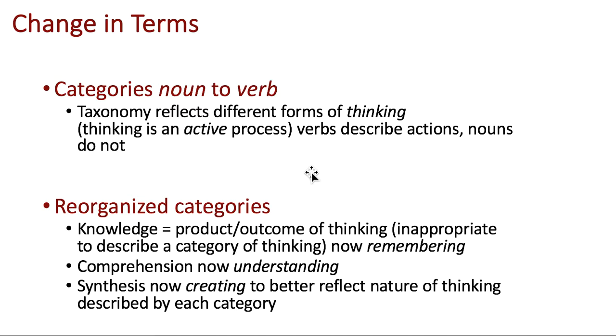Again, the categories going from noun to verb reflects different forms of thinking. Thinking is an active process. Verbs describe actions. Nouns do not. And they reorganized categories. Knowledge equals product, the outcome of thinking, and not an approach to describe a category of thinking. So now it's remembering, we want to remember information. There's comprehension; we're not comprehending, but understanding. And synthesis is now creating to better reflect the nature of thinking described by each category. So it makes everything more actionable.